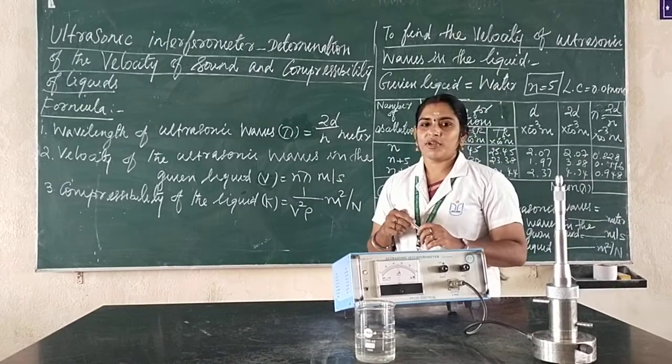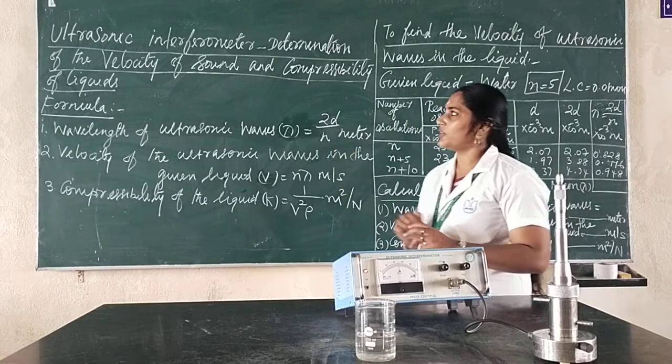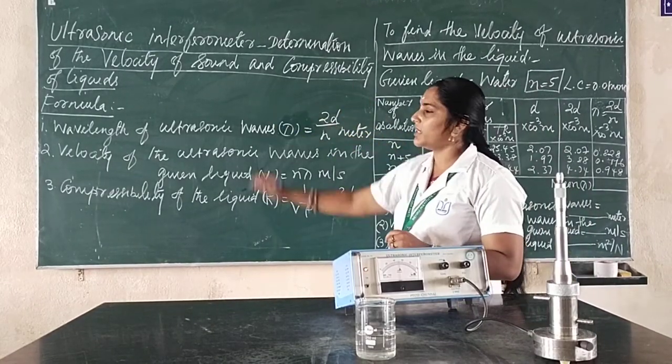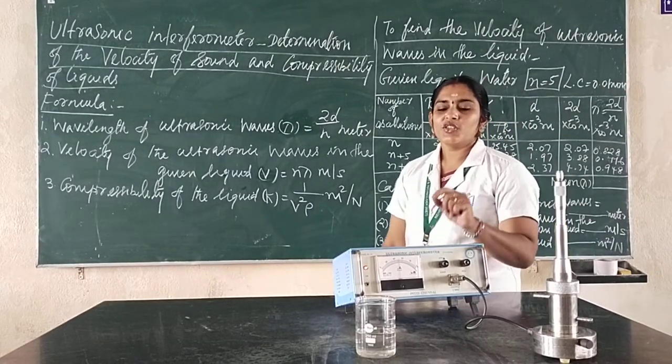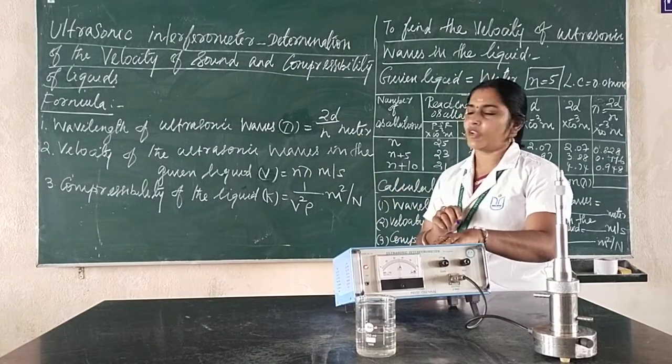Now I'm going to explain the instrument. The name is Ultrasonic Interferometer, determination of the velocity of sound and compressibility of a given liquid. Here the given liquid is water. In this liquid, we are using this ultrasonic interferometer.